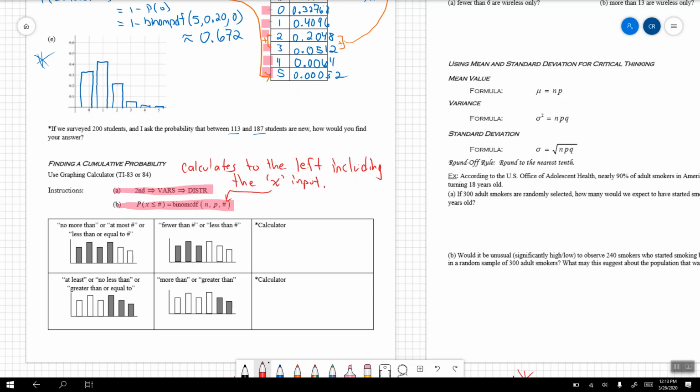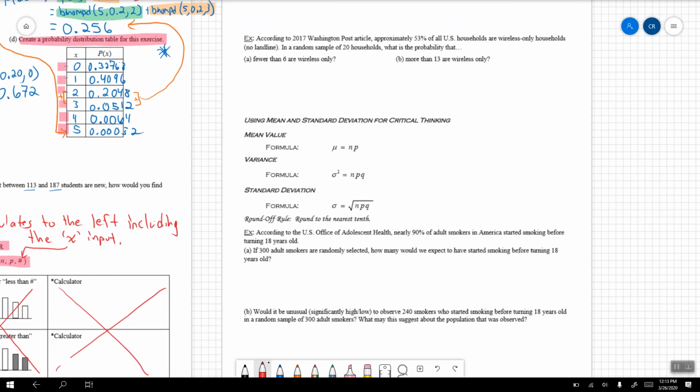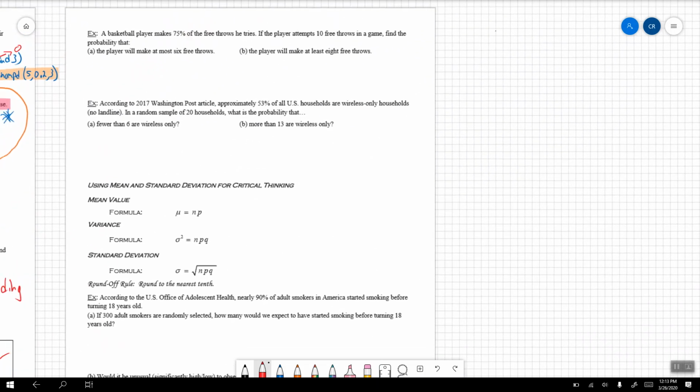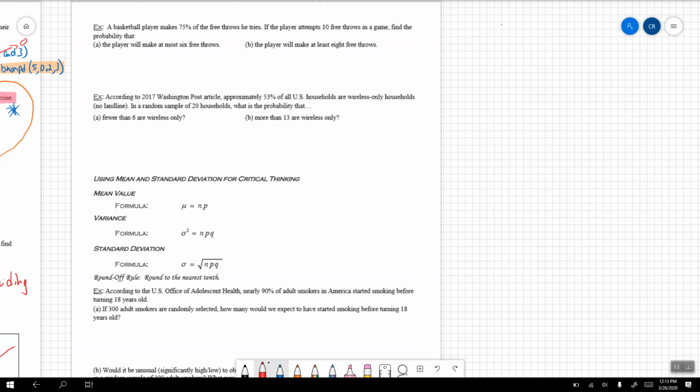Now, when we're looking at these probability distributions, we're going to make sure that we start extracting all of this. All right. Now, I am not going to use this table down here. Instead, we're going to just jump straight into the examples, and I'm going to show you how my method works. So here we go. Example. A basketball player makes 75% of free throws he tries. If the player attempts 10 free throws in a game, find the probability that such and so forth.